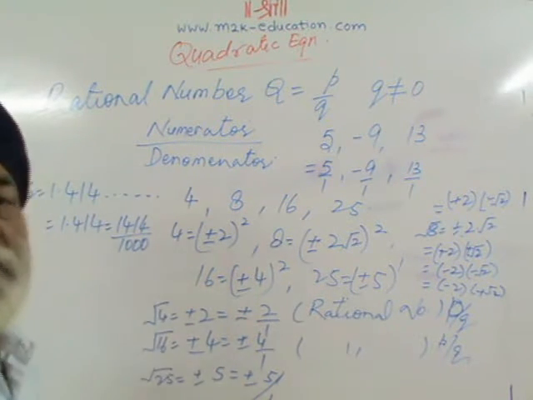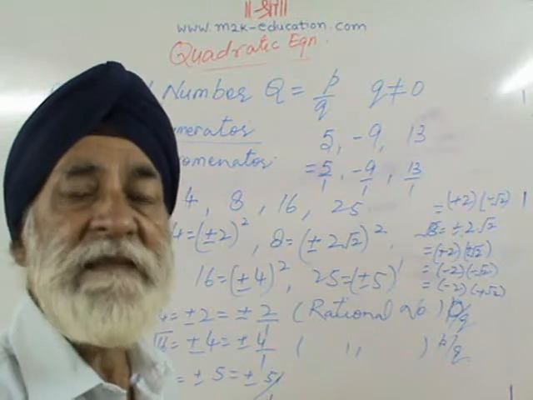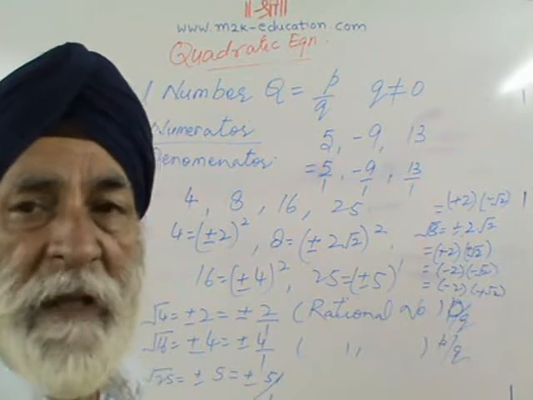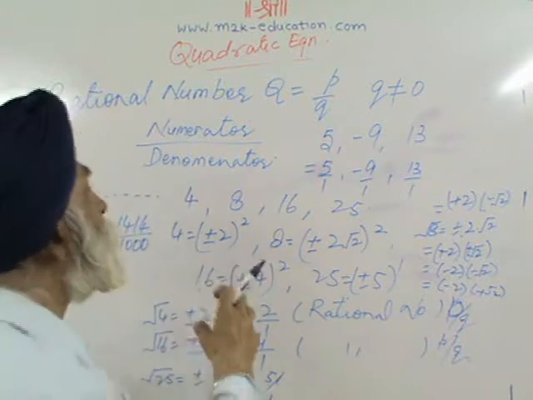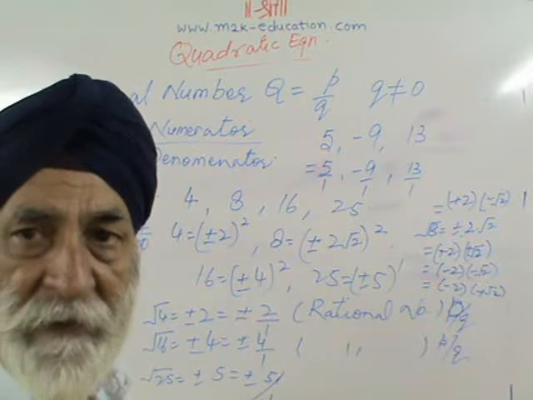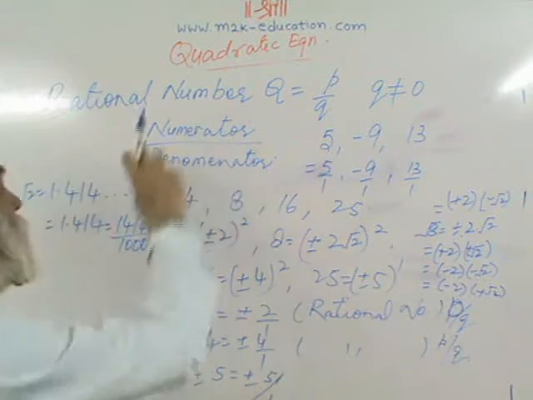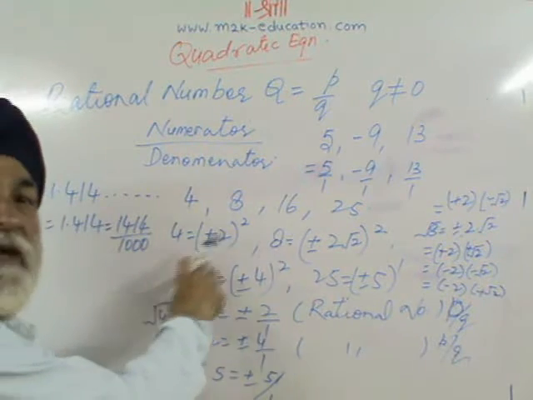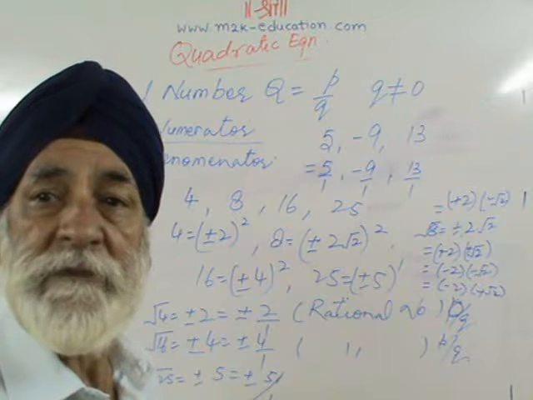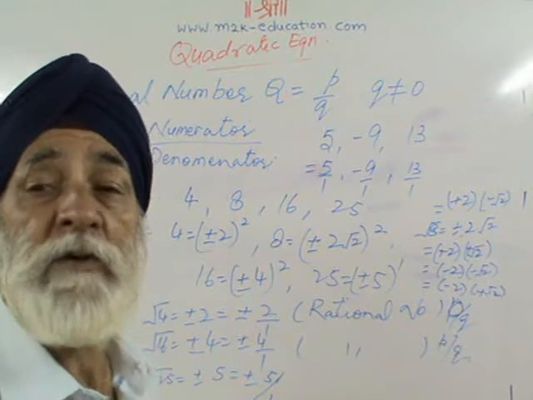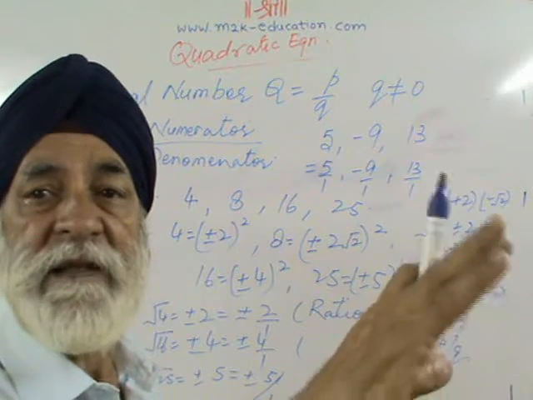And they are called irrational numbers, meaning they cannot be specified as a ratio. The best example of irrational numbers: all the roots which are not perfect squares are irrational numbers. That is root 2, root 3, root 5, root 6, root 7, root 8. Not root 9, because root 9 is the perfect square of 3. Then 10, 11, all those things.